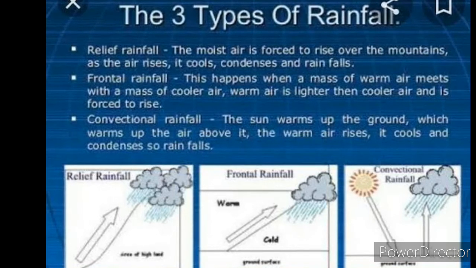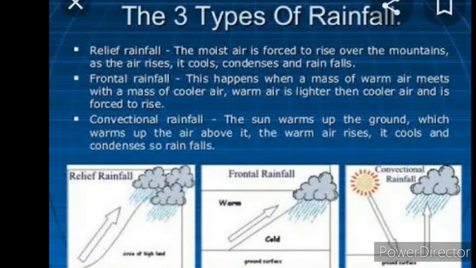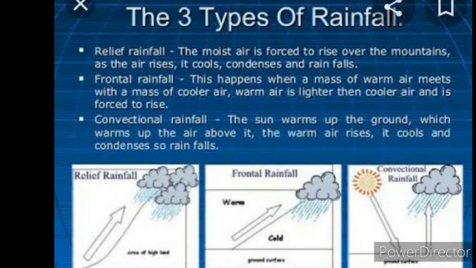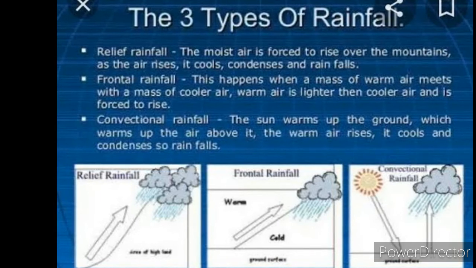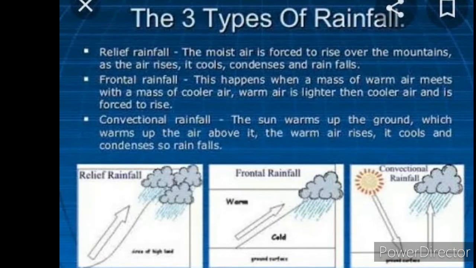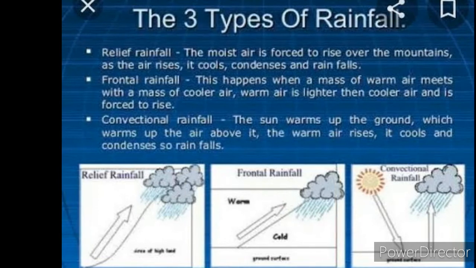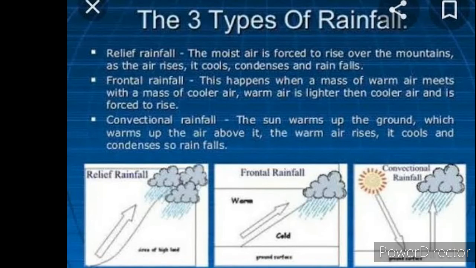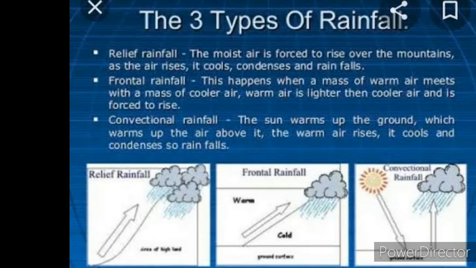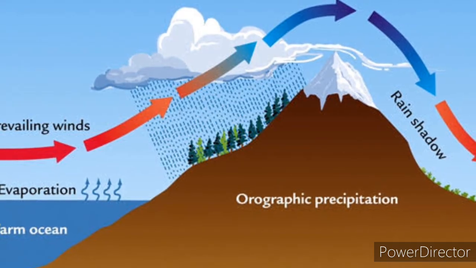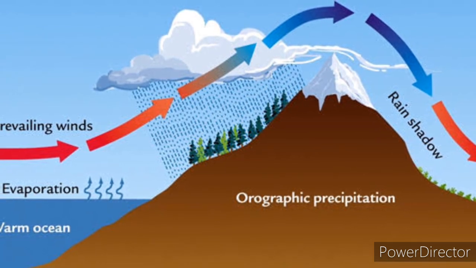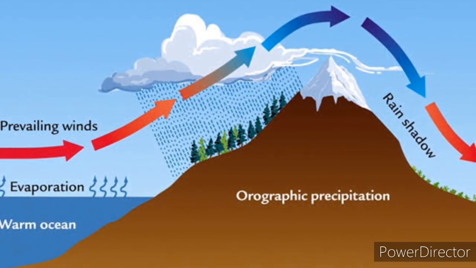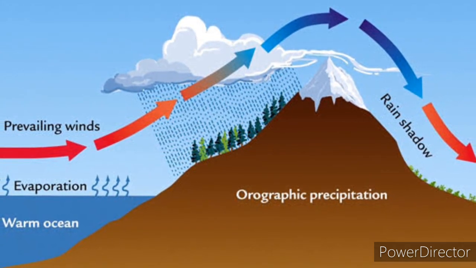Next, the third type of rainfall is convectional rainfall. The sun warms up the ground, which warms up the air above it. The warm air rises up, cools down and condenses, so the rain falls, and this form of rain is known as convectional rainfall. Last, we will learn about orographic rainfall. The side where winds are blowing is known as the windward side, and the side where the rain shadow is formed is known as the leeward side.